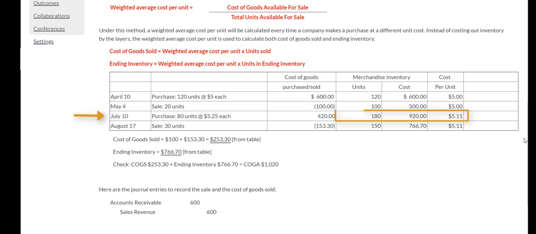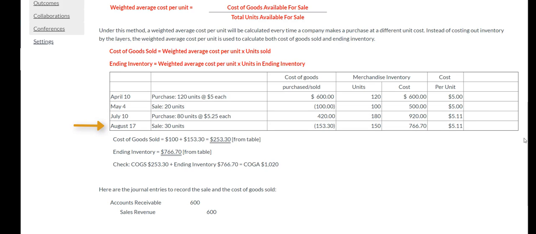After the May 4th sale, I have 100 units left at $5 each, so the cost of my inventory is $500. When the second purchase was made on July 10th, this upped the inventory from 100 units to 180 units. The total cost of goods available for sale also went up from $500 to $920. I need to calculate a new weighted average cost per unit here. By taking the total cost of goods available for sale, which is $920, divided by 180 total units available for sale, the weighted average cost is $5.11, rounded. This makes sense since the $5.11 is in between $5 and the $5.25, and an average is supposed to be in between its reference points.